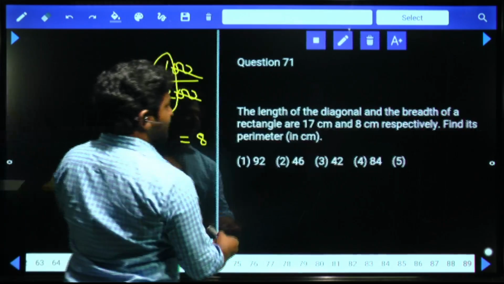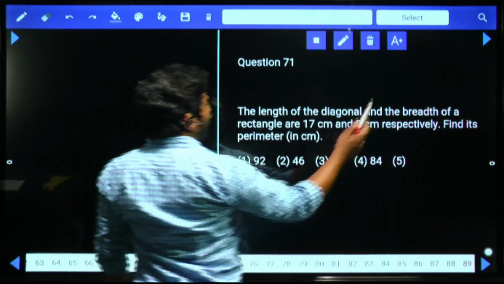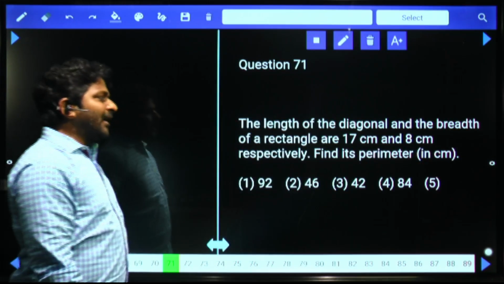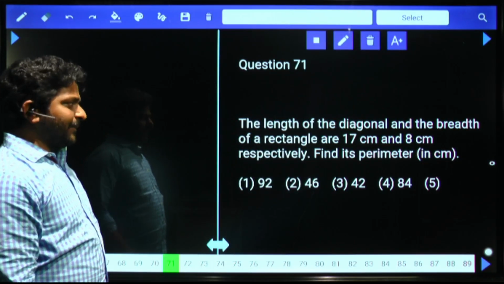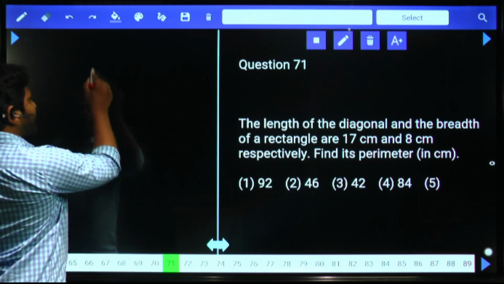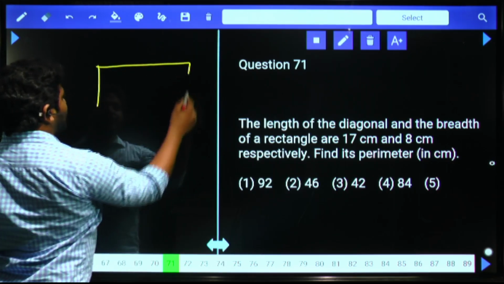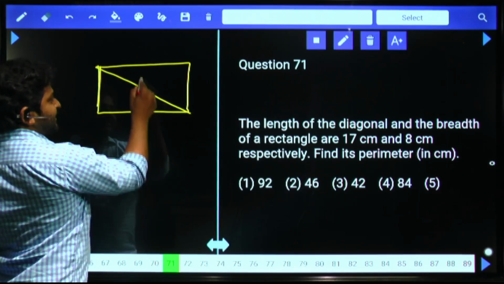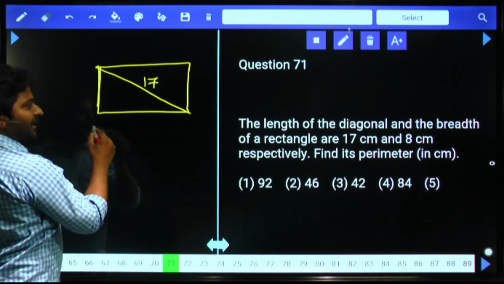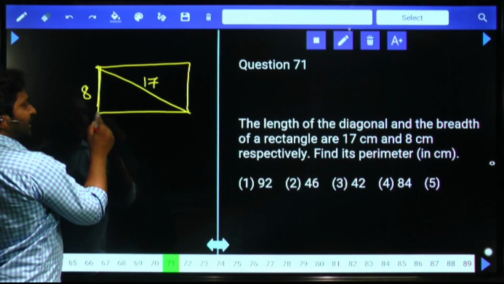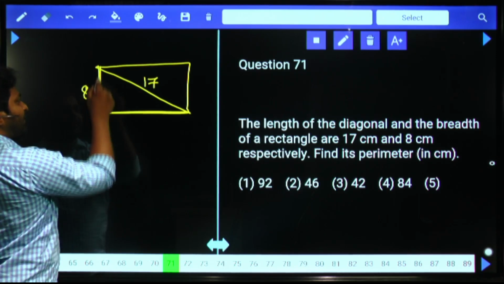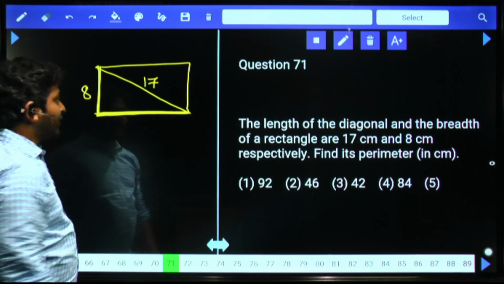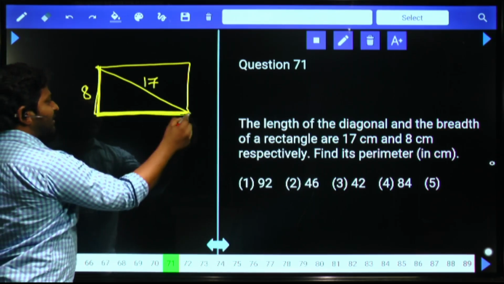Right. Next. The length of the diagonal and the breadth of a rectangle are 17 and 8 respectively. Find its perimeter. Okay, perimeter 2 into L plus B. So we need to know length here. Diagonal is 17. Breadth is given as 8. And then we need to know perimeter. Perimeter kavali anante 2 times of L plus B. So definitely we need length value. So now if you consider this triangle, this is right angle triangle.